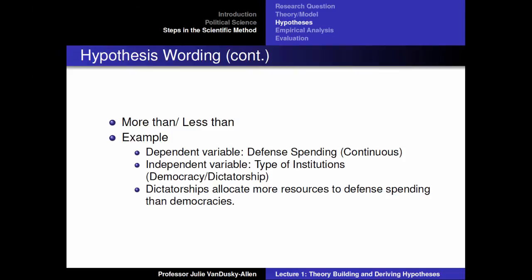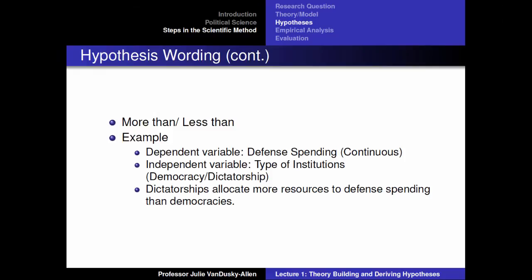The next hypothesis template is the more than/less than template. This template is useful when you have a dependent variable that is continuous and can take on multiple values, and an independent variable that can only take on two categories. For example, imagine your dependent variable is defense spending, which could take on any positive dollar value, and your independent variable only takes on two categories, whether a country is a democracy or dictatorship.